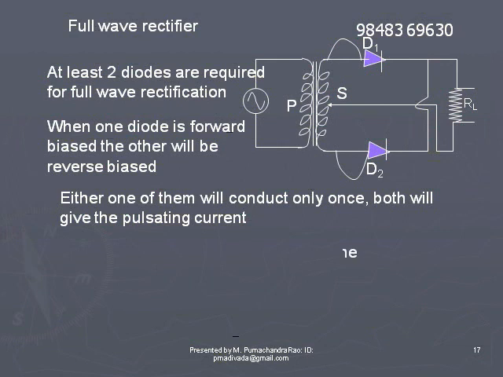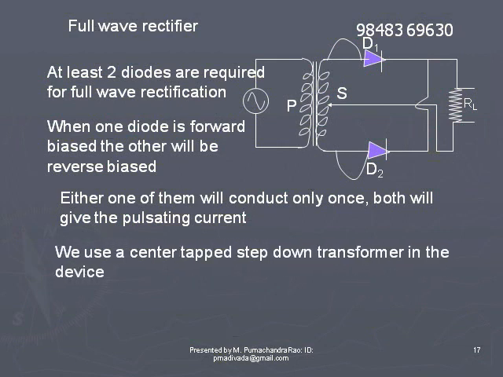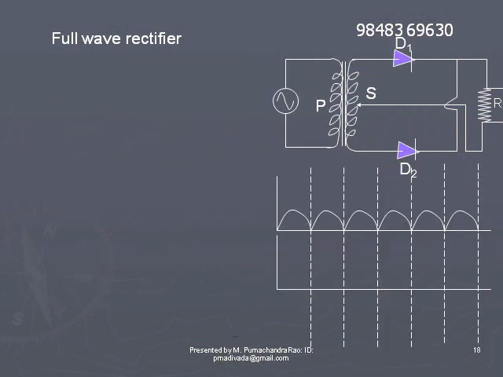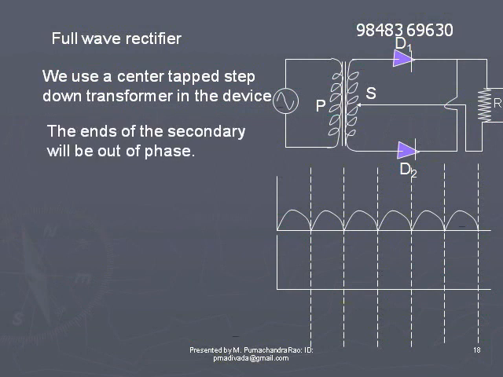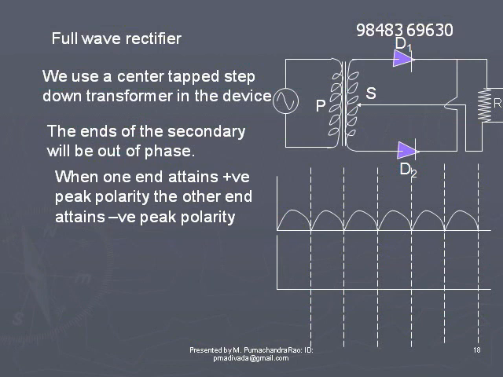D1 and D2 become forward biased alternately. When the positive half cycle appears across D1, the negative half cycle appears across D2. That means when D1 is forward biased, D2 is reverse biased. As D1 becomes reverse biased due to the negative half cycle, then the positive half cycle appears across D2 and it becomes forward biased.